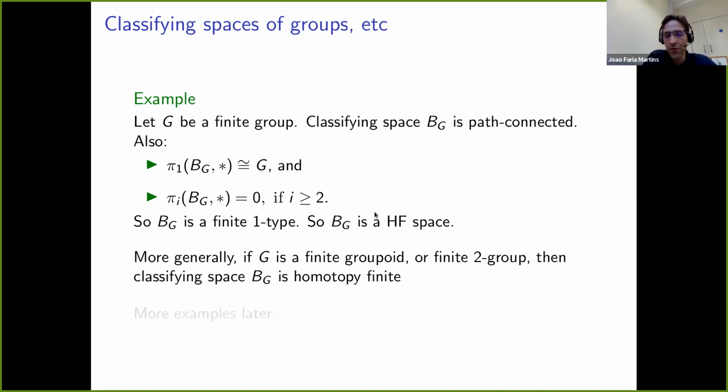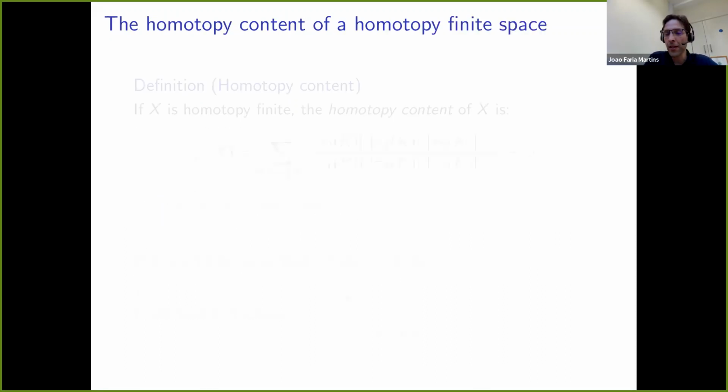And more generally, if G is a finite groupoid or a finite 2-group, then the classifying space of G is homotopy finite. So these homotopy finite spaces, which is the data that we need to construct this Quinn finite homotopy TQFT, do exist, and there are actually a number of them. And there'll be some examples sketched later. Right, so what can you do with homotopy finite spaces?